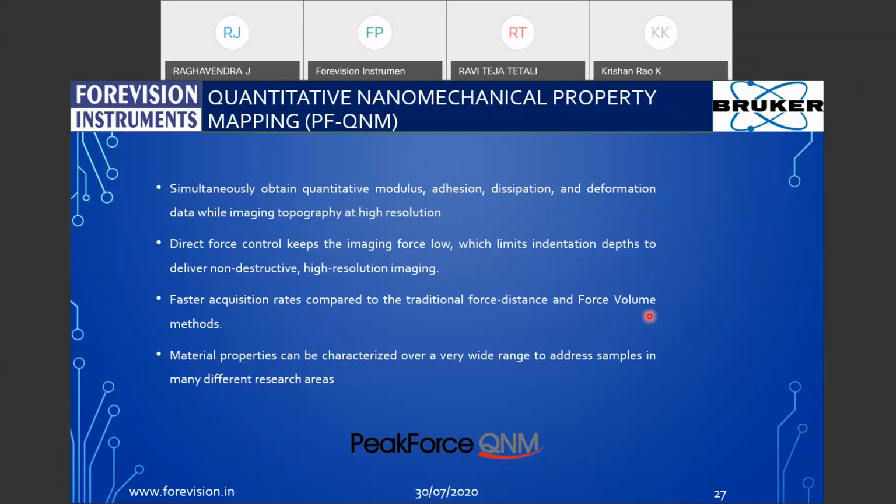In traditional cases, we have to do the force distance curve and it will take some time at each pixel. So the capture of the total image takes a longer time. But with peak force QNM, we can considerably reduce the time taken to obtain a mechanical image. And the material properties can be characterized over a very wide range of samples due to the peak force. We can characterize fragile samples, soft samples, and also hard samples. This enables us to use it over a wide range of samples.